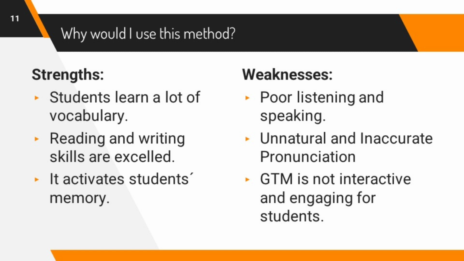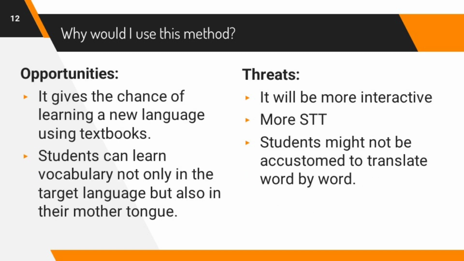In addition, the teachers need few specialized skills in particular topics. Literature also helps to enrich multiple potentials of the learner. Now, for the weaknesses, we have poor listening and speaking, unnatural and inaccurate pronunciation, and GTM is not interactive and engaging for students. But for the opportunities, it gives the chance of learning a new language and using textbooks. And students can learn vocabulary not only in the target language but also in their mother tongue.